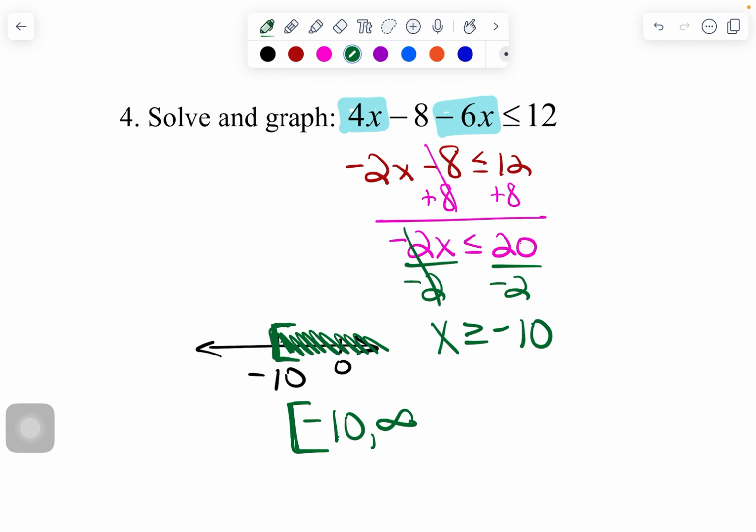Infinities are not numbers. Those are ideas. And so infinities always take parentheses. All right, so that is the end. We've solved it, we've graphed it, and part of graphing, like I said, for me is to write that in an interval answer there. So negative 10 to infinity, negative 10 included, that's the bracket, infinity parentheses, because they always take parentheses.